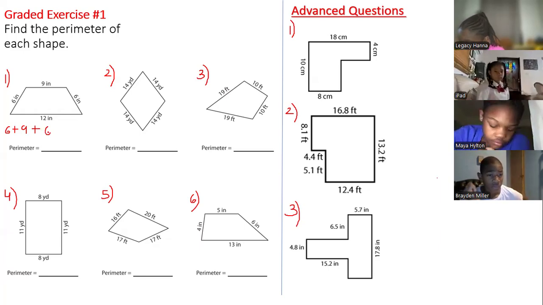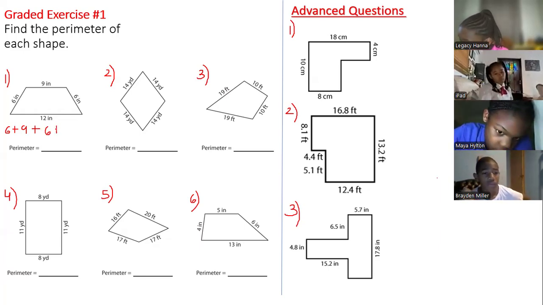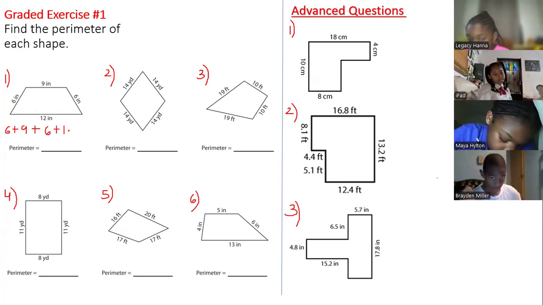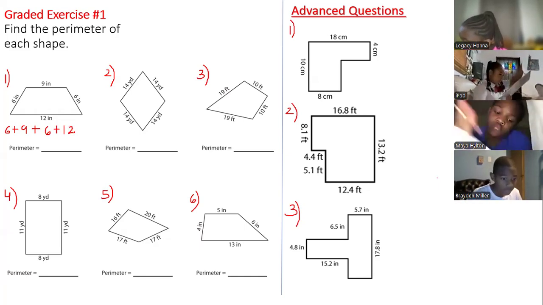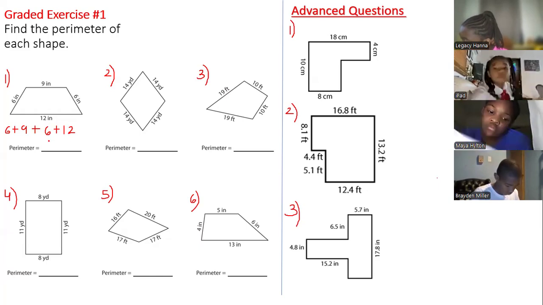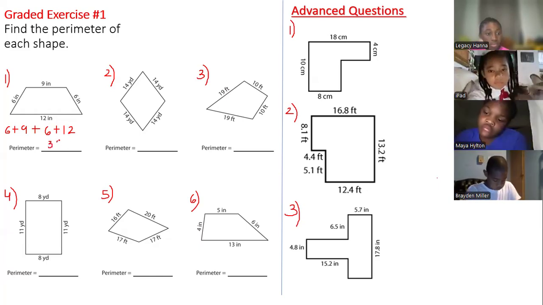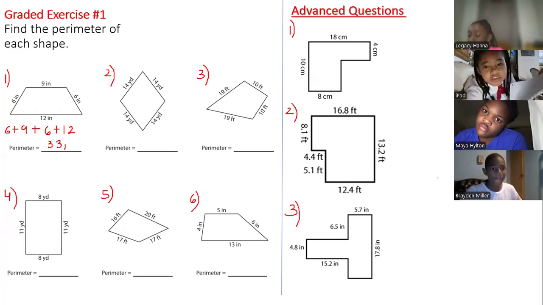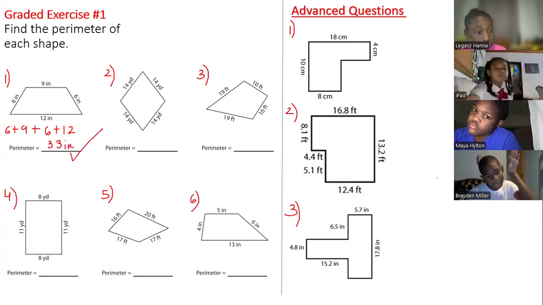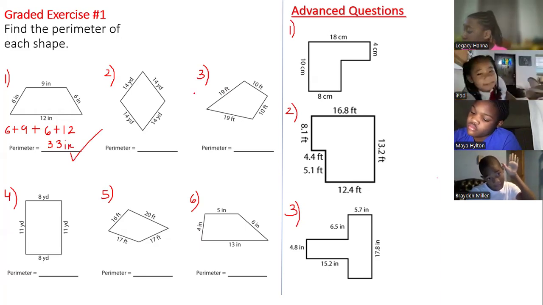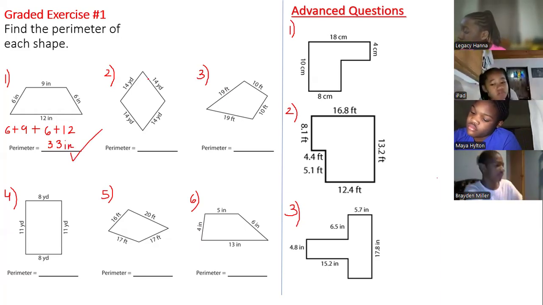All right, so we have 6 plus 9 plus 6 again plus 12. What did y'all get for this one? 33. I got 33 inches. How many persons remembered to put the inches behind the number in the box? I did. Excellent. If you got it right, please put a tick.